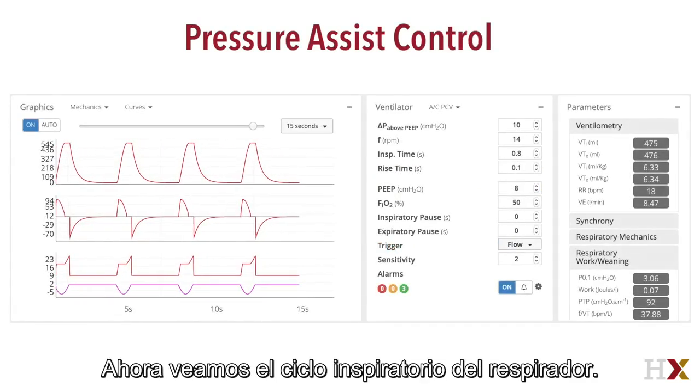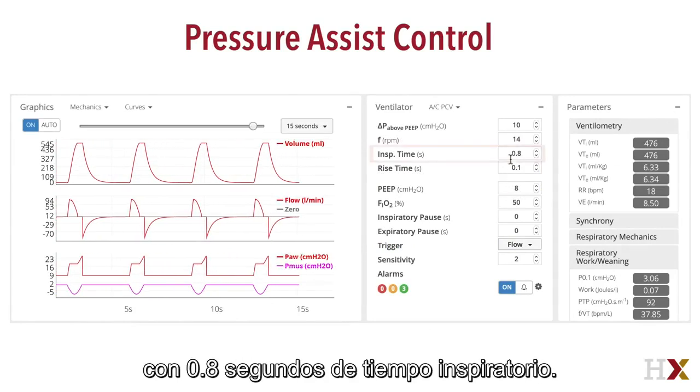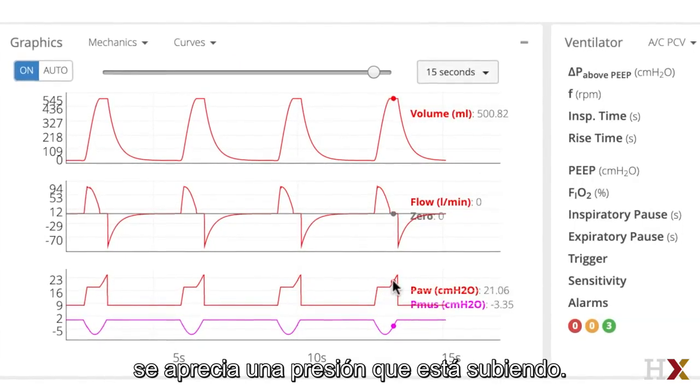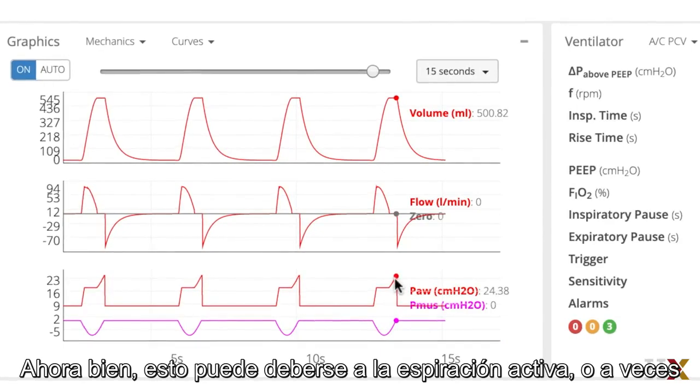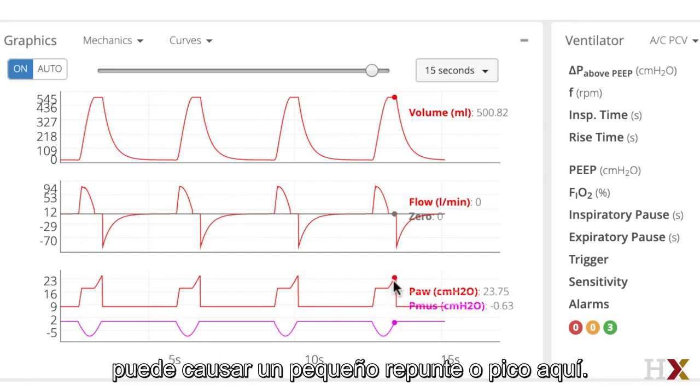Now let's look at cycling of the ventilator breath. Here we have a patient in pressure assist control with an inspiratory time of 0.8 seconds. As you can see, the 0.8 seconds is holding the pressure, but at the end you're seeing a pressure that's rising. Now this can be due to active exhalation, or sometimes just passive relaxation of the respiratory muscles can cause a little bit of a spike here.